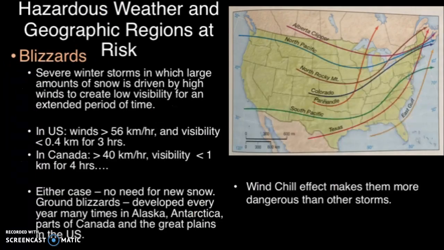Right, so blizzards. Blizzards are going to be the next process we're going to talk about. Blizzards are basically severe winter storms in which large amounts of snow are driven by high winds to create low visibility for an extended period of time. Again, snow does not necessarily need to be falling. It could have been already deposited on the ground, and it simply may be carried by these high winds.